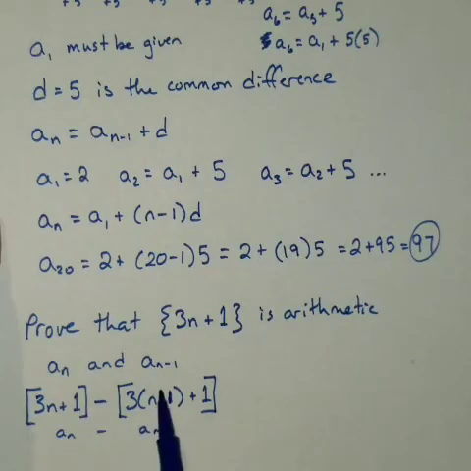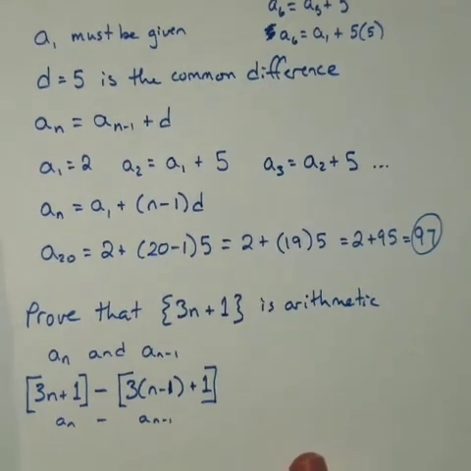If I subtract those two amounts, I should just get a constant. It could be a number 1, it could be a number 7. Whatever it is, as long as it's just a constant, just a number, then I know I have an arithmetic sequence, because then every consecutive pair has a difference that's constant.